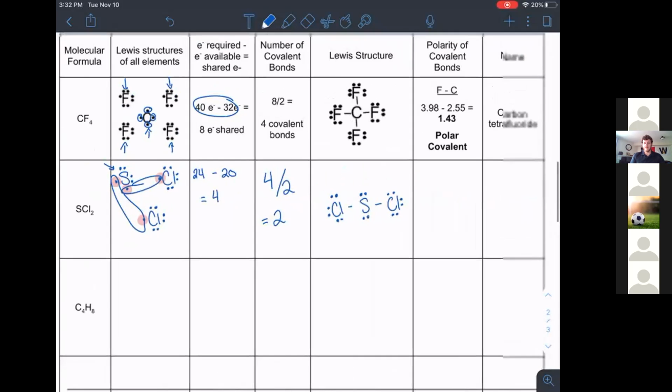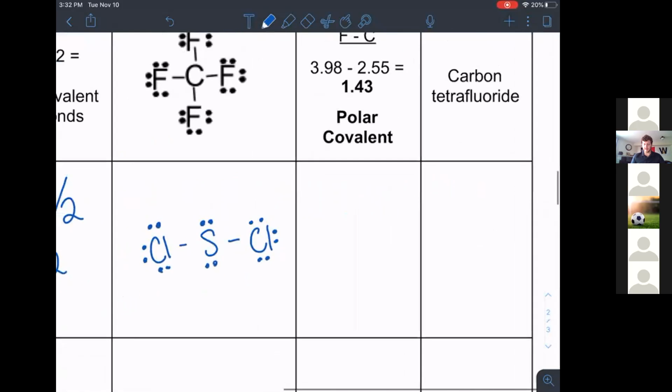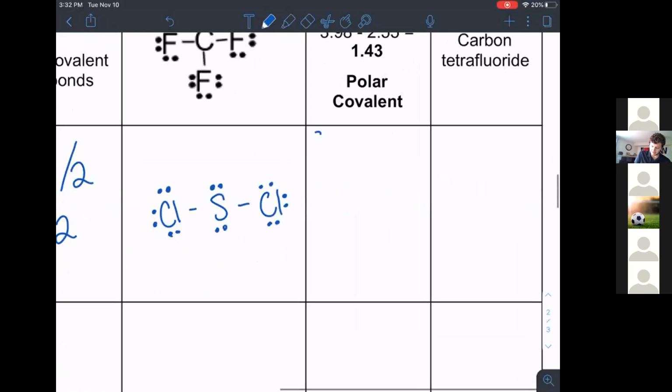All right, then we're going to do polarity. So we need to do the polarity between one sulfur and one chlorine. So we need to find the polarity of, or the electronegativity of each. Does anybody know the electronegativity of sulfur or chlorine? 3.16 for chlorine. Awesome. And 2.58 for sulfur.